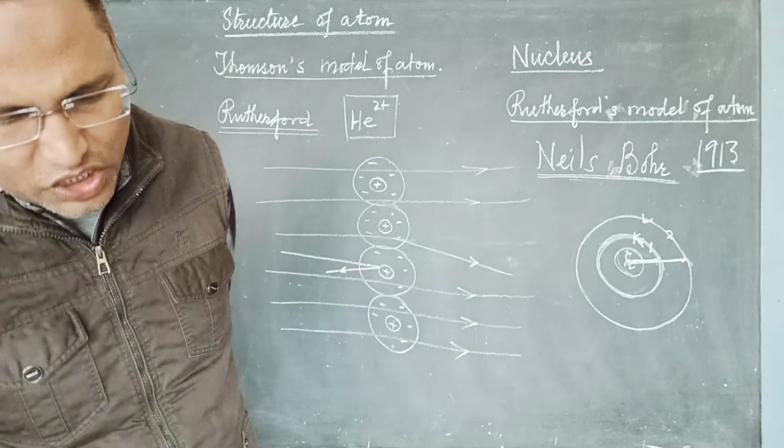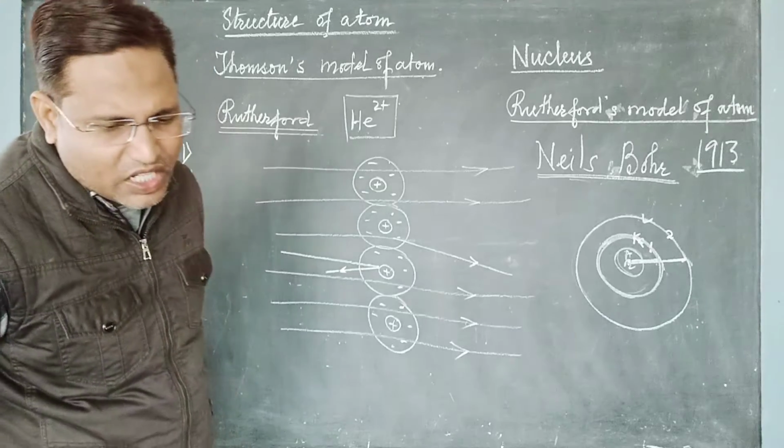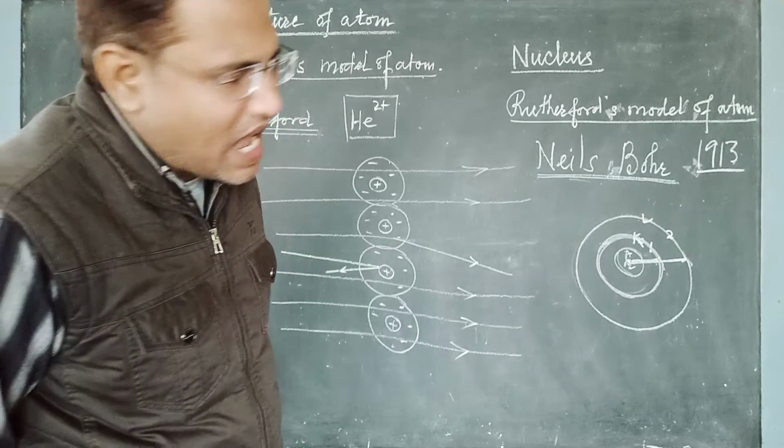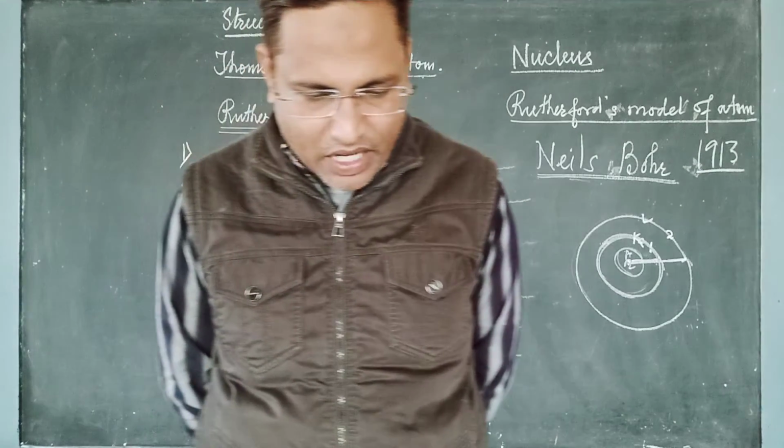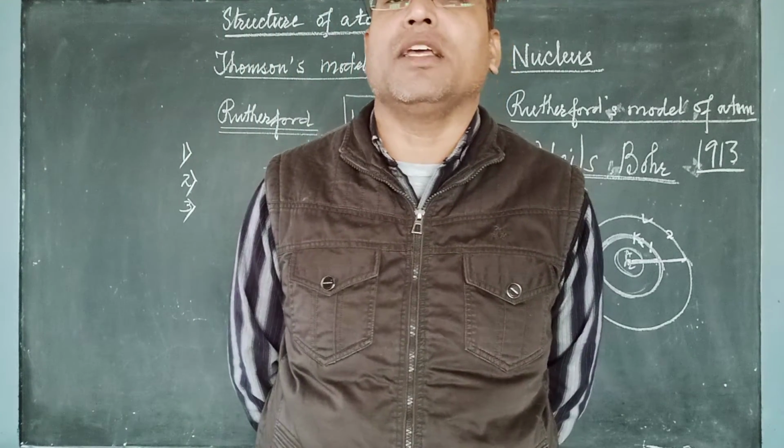And the sixth point he told is that there is no change in the energy of the electron as long as it keeps on revolving in the same energy level, and the atom remains stable.